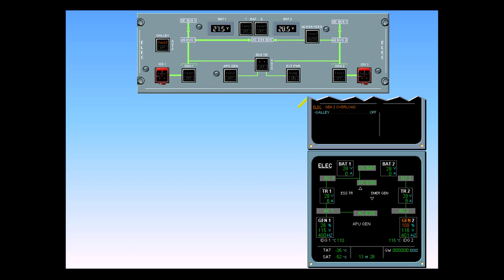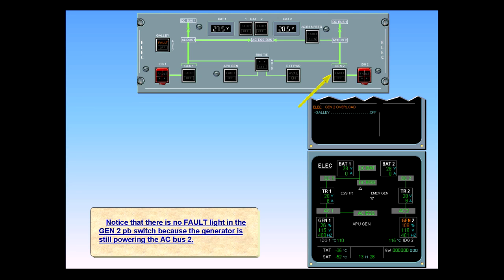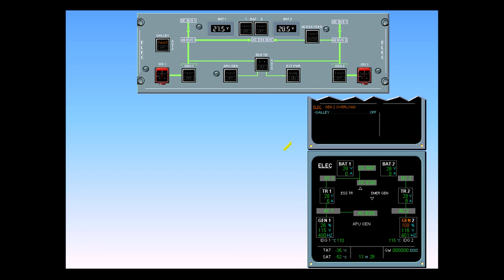Notice that there is no fault light in the generator 2 push-button switch because the generator is still powering the AC bus 2. The first ECAM action calls for the galley power to be switched off. Turn off the galley power.